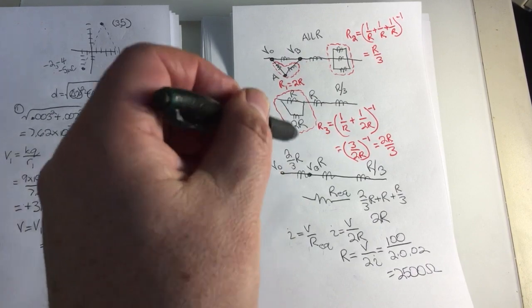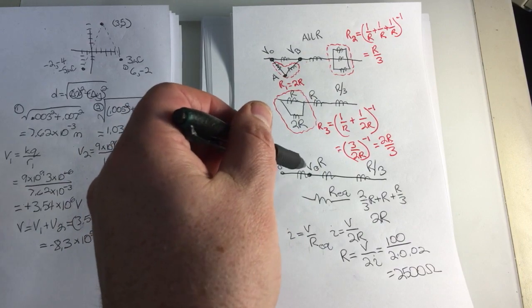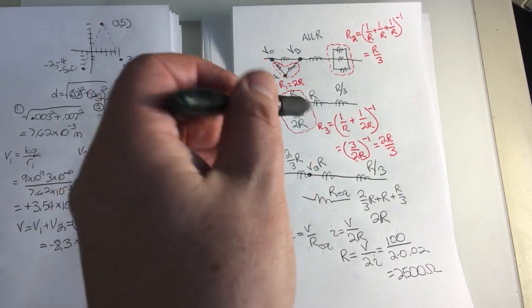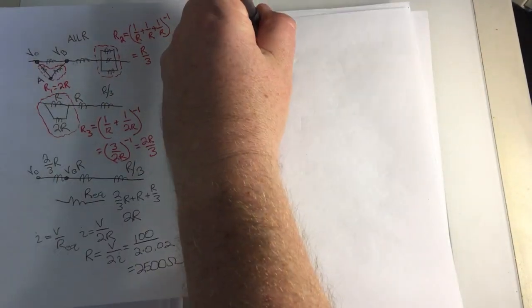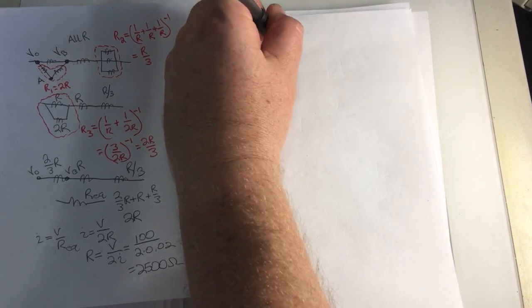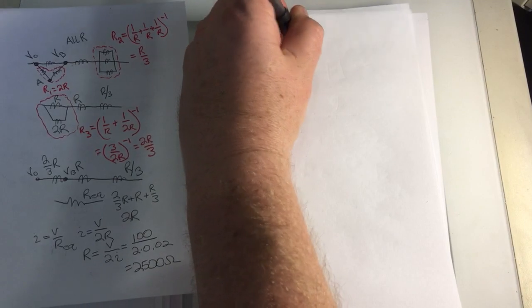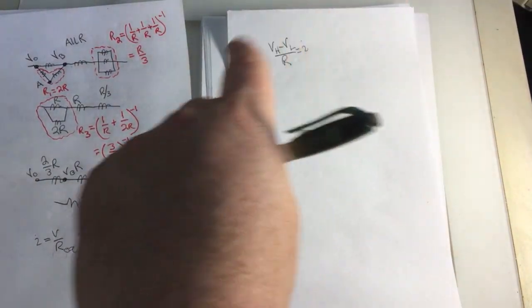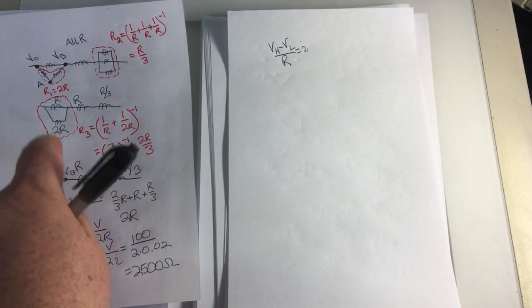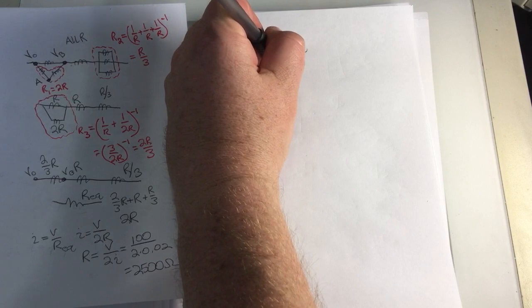I know the current going through the whole circuit. That's I naught. In fact, I naught is going through these three. So what I'm doing is I'm going to use V high minus V low over R is equal to I. I know the high, I know the current, I know the resistance. The resistance in this case is 2/3 times 2,500. So I'm going to look for V low.